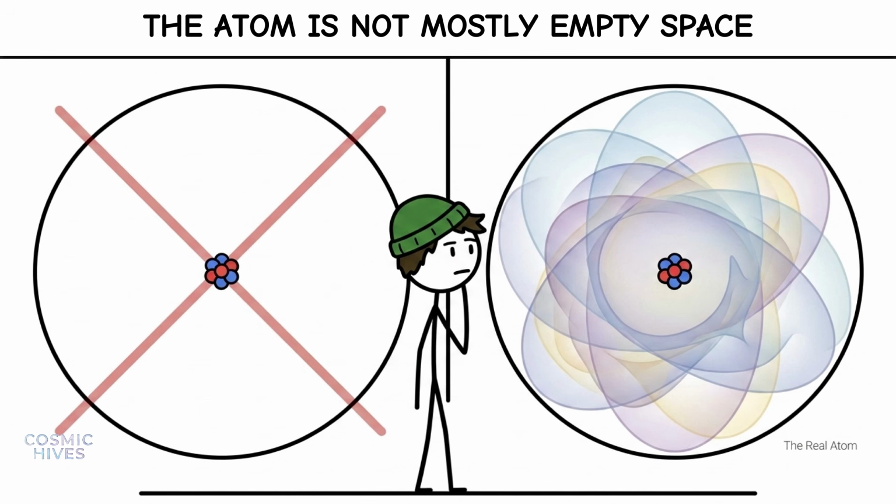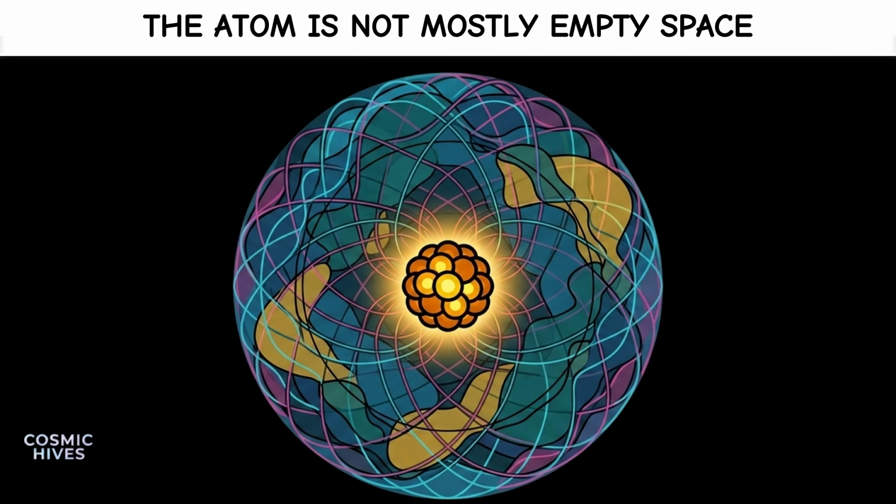The description that most closely matches modern physics is that the atom is a dense structure of interacting fields and probability distributions, not a wide-open space with a tiny hard nucleus rattling around inside it.